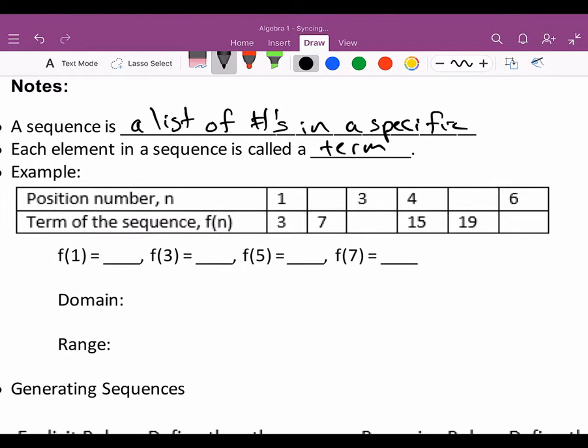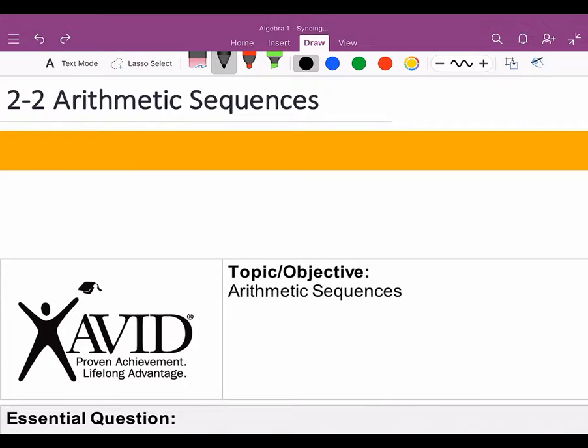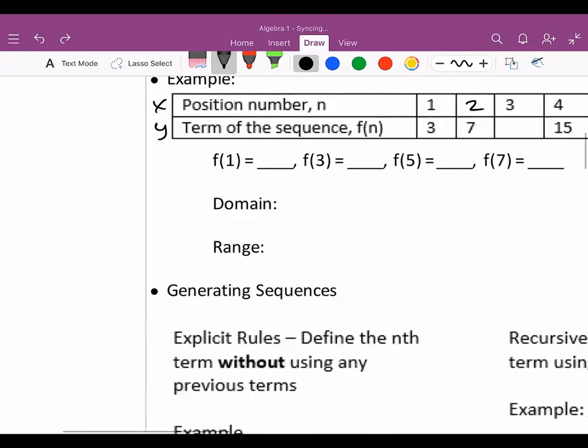For an example, if I look at a table, and let's say the x values, so here's your x, here's your y, is just your position number, the position in that pattern. So position 1, 2, 3, 4, 5, 6. So if I say the first term, you're looking at the first number, right? If I say the second term, you're looking at the second number. Third term, so on.